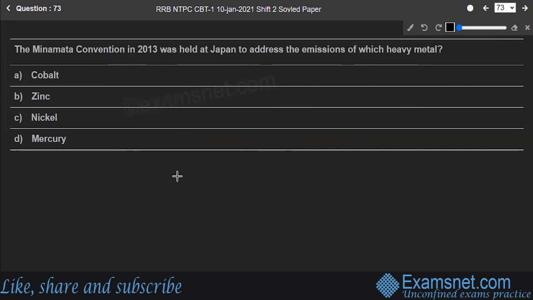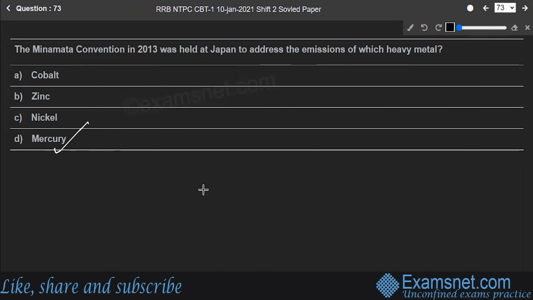Next is question number 73. The Minamata Convention in 2013 was held at Japan to address emissions of which of the heavy metals: cobalt, zinc, nickel, or mercury? The correct answer is mercury.